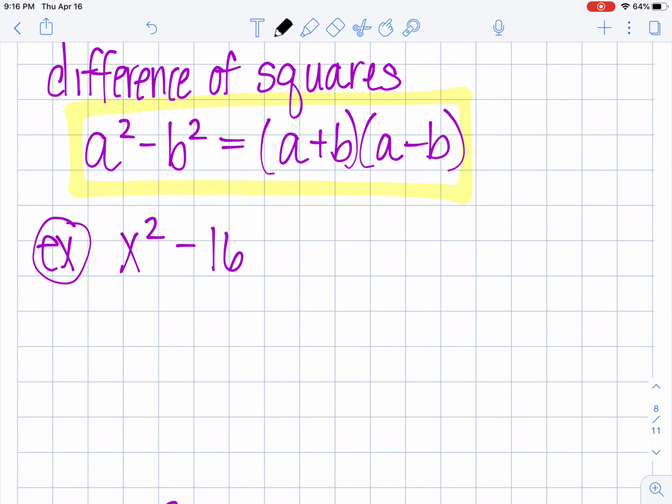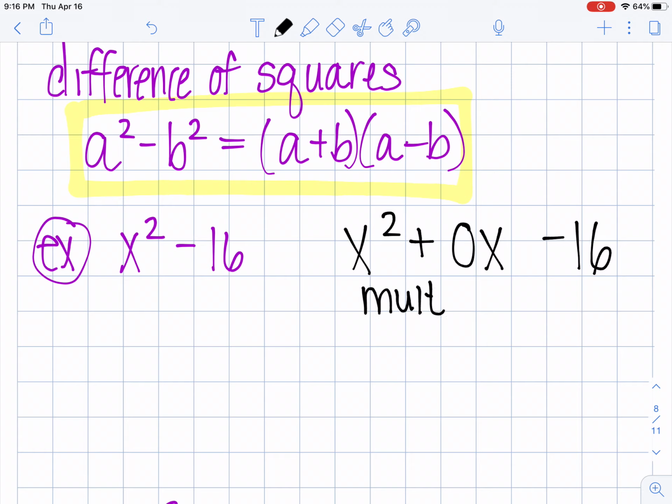So before, when we factored, we had something that looked like this: x squared plus some term in the middle and then a last term at the end. Because there's no term in the middle, you can think of it as 0 x's. So before, when I would factor this, I would say, okay, I need something that multiplies to negative 16 but needs to add to 0.